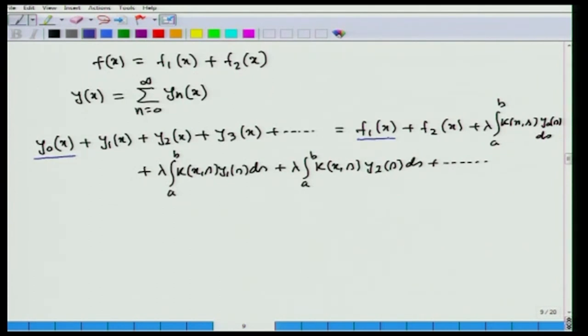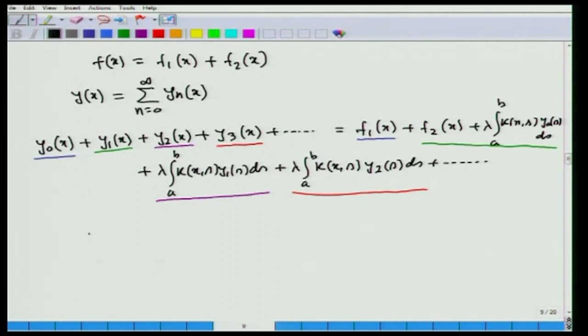So, that means y0(x) is known. Next, we equate y1(x) with f2(x) plus lambda integral a to b k(x, s) y0(s) ds. So, that means we know y0(x) equal to f1(x). So, substituting y0(s), we can evaluate y1(x). Then y2(x) is equal to lambda integral a to b k(x, s) y1(s) ds and so on. So, therefore, next we have to equate y3(x) with lambda integral a to b k(x, s) y2(s) ds and so on.